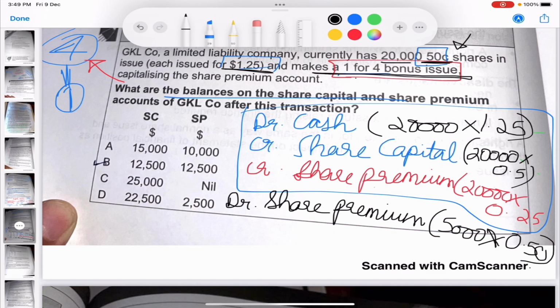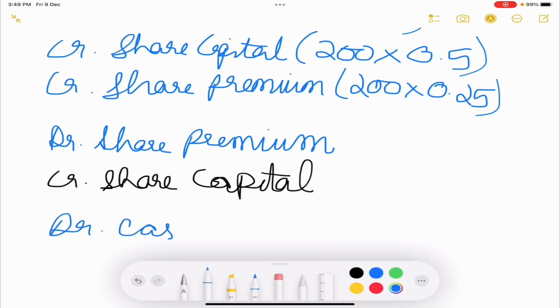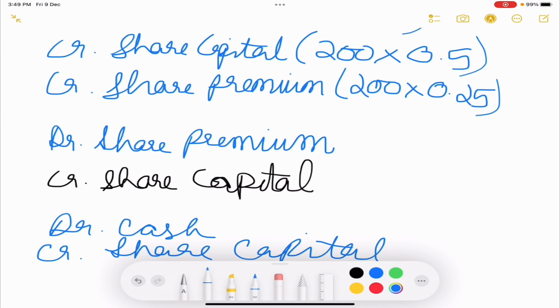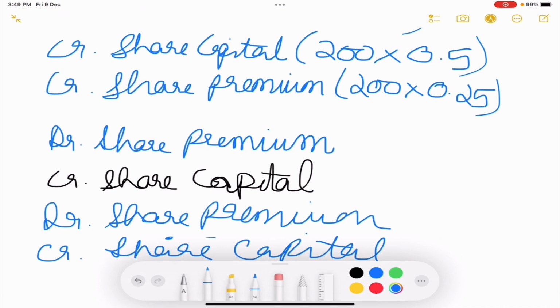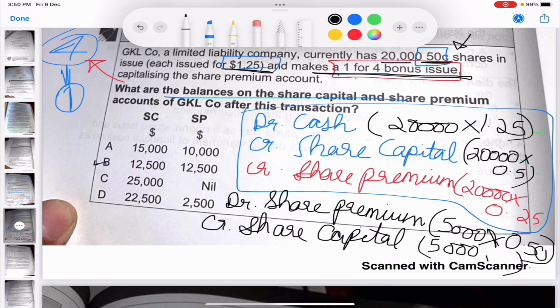Right. Why are we debiting share premium? Because we did not get the cash. We just discussed that. It would have been debit cash and credit share capital. But since this is a bonus issue, here we are giving the shares for free and cash is not being received. That is why we are debiting the share premium instead of cash. Okay, so then we have credit share capital. Again, it's going to be 5,000 multiplied by the face value 0.50.